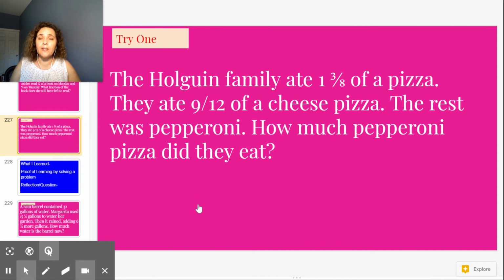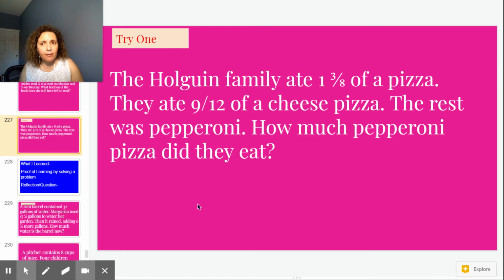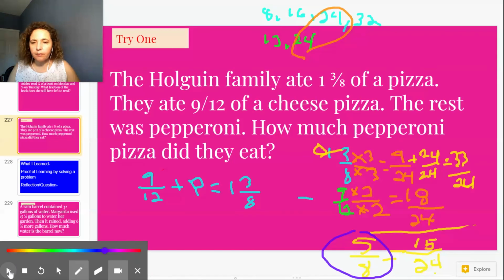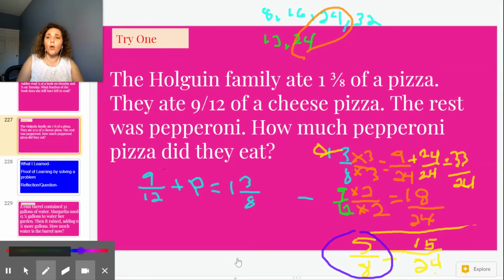All right, try this one. The Holguin family ate 1 3/8 of a pizza. They ate 9/12 of a cheese pizza. The rest was pepperoni. How much pepperoni pizza did they eat? See if you can figure that one out and come back to me. All right, so hopefully you got 5/8 of a pizza.